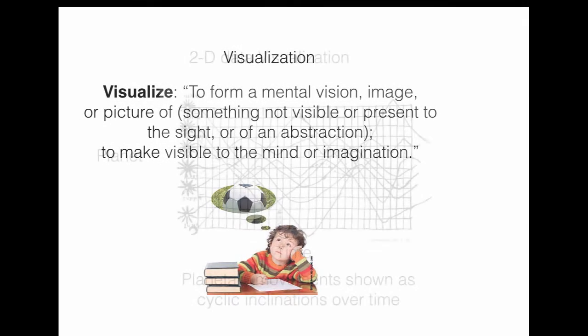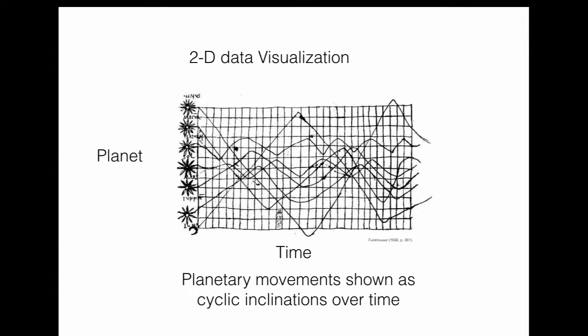To give you an example, if you see this 2D data visualization, now this is a very old graph where on the y-axis you can see the planets and on the x-axis you can see the time. So this is actually showing the movement of the planets over time. This is actually a 10th century graph which tells how different planets used to circle and what their motion path is.